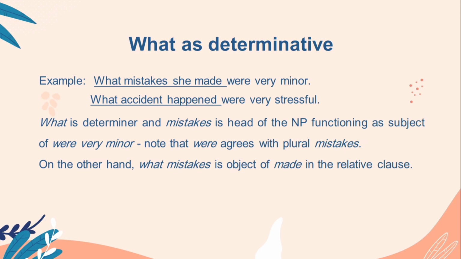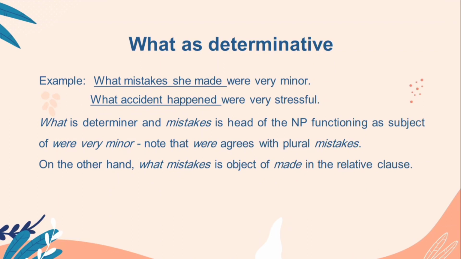Okay, what is determinative? You know that the what in the previous example is a pronoun, but what can also occur as a determinative. Let's see the example. What mistakes she made were very minor. In this example, what is a determiner and mistakes is the head of the NP functioning as subject of were very minor. On the other hand, what mistakes is the object of made in the relative clause.